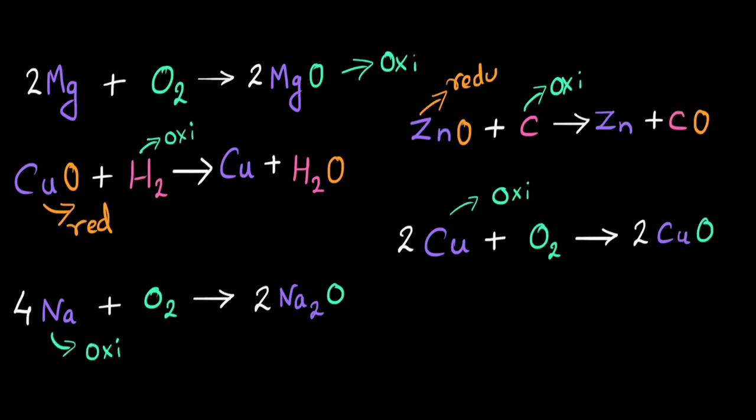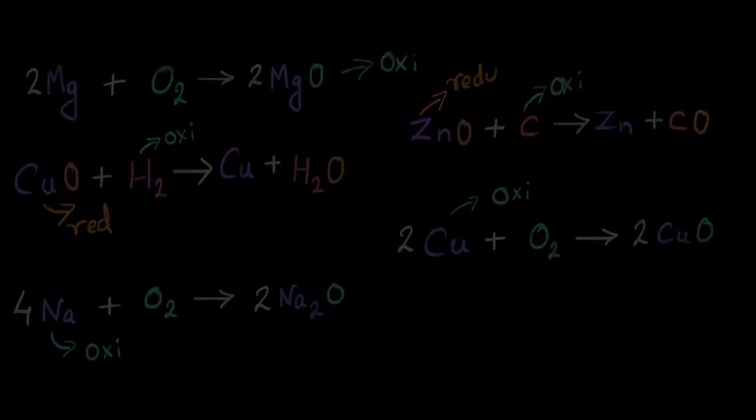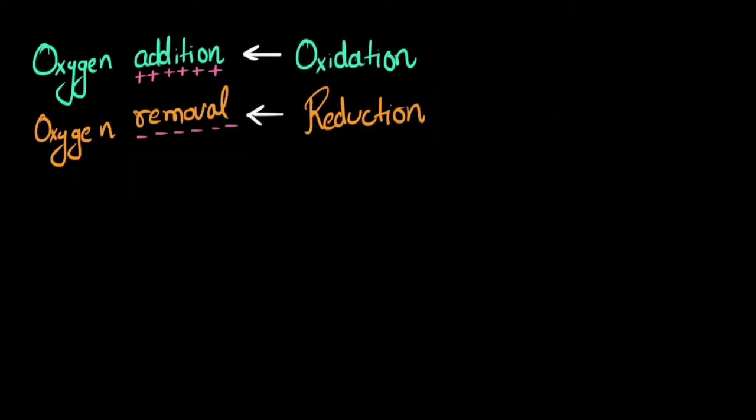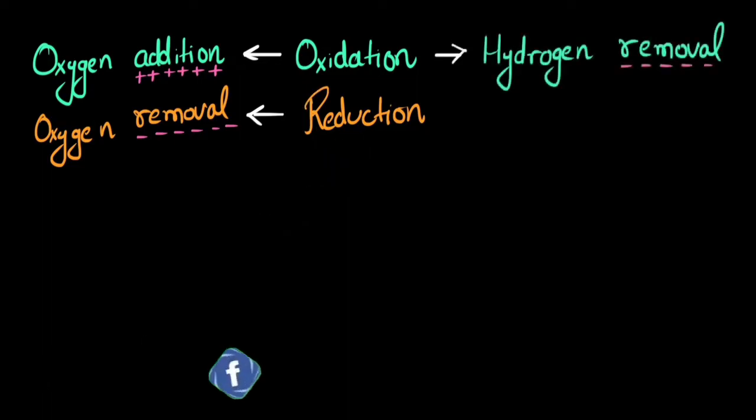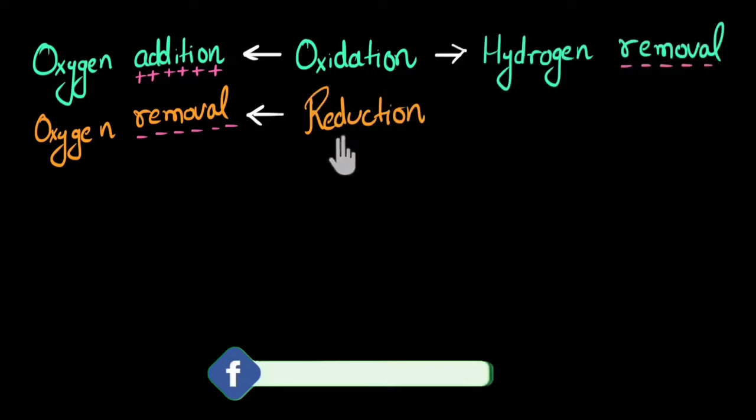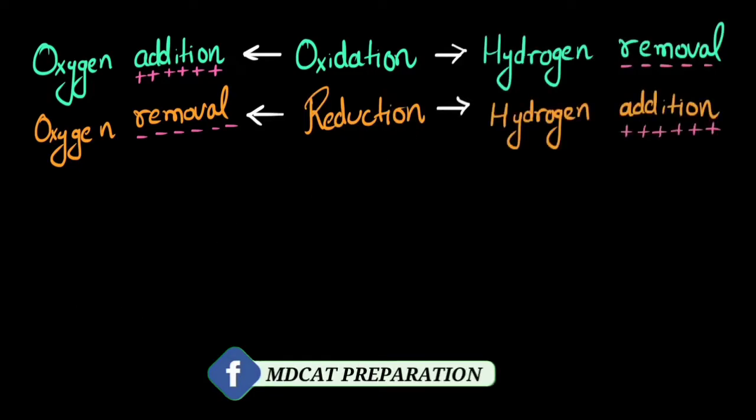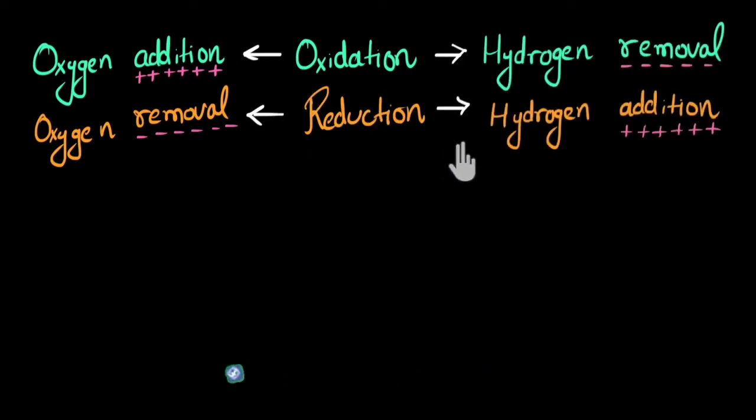Now let's look at what else is there in oxidation and reduction. So far we have seen that oxygen's addition is termed as oxidation and oxygen's removal is termed as reduction. But you know what? We can even define oxidation and reduction in terms of hydrogen. Yes, we say whenever hydrogen is removed, we call it an oxidation reaction. And whenever hydrogen is added, we call it a reduction reaction.